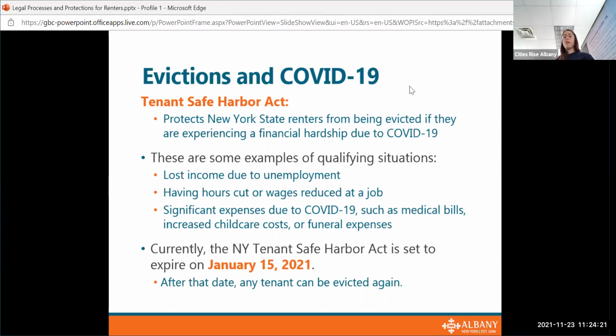Currently, the New York Tenant Safe Harbor Act is set to expire on January 15th of 2022. After that time, any tenant will be able to be evicted again.